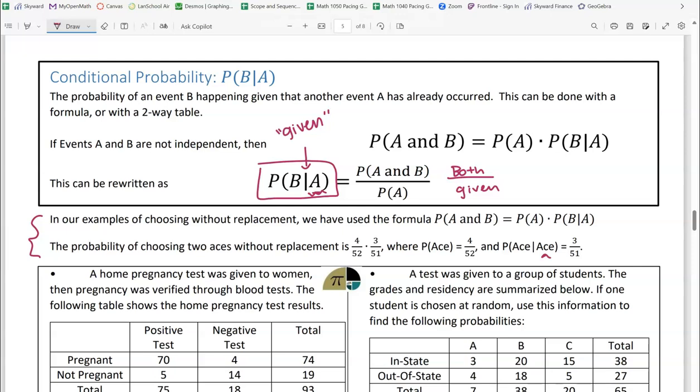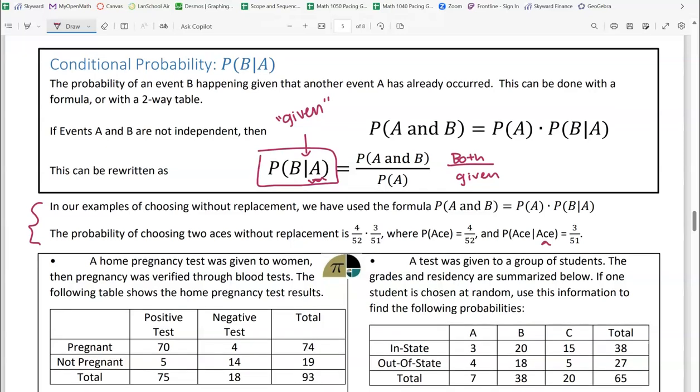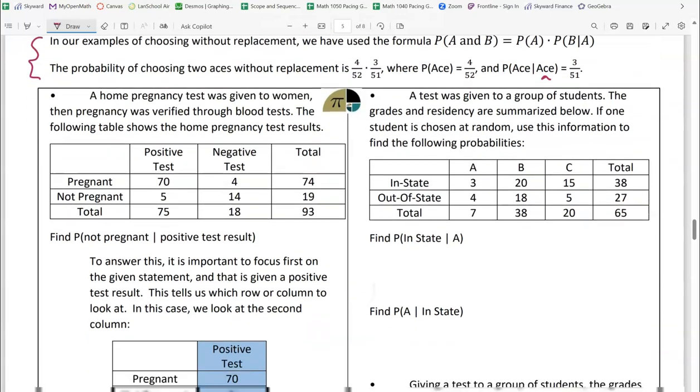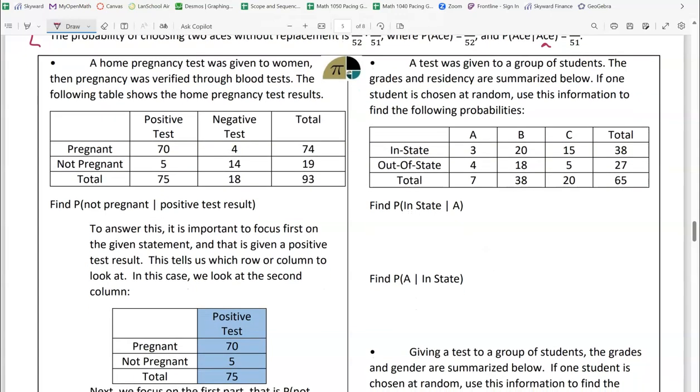So let's do a couple examples. Don't worry about this other stuff that's in that box. So in an effort to make this video shorter, I'm going to ignore this left example. Look at it if you want. You can click on the video up here if you want more info on this one. Okay, so let's just look at the right. We have a test was given to a group of students. The grades and residency are summarized below. I think this is the same table we had up above. Use this information to find the following probabilities.